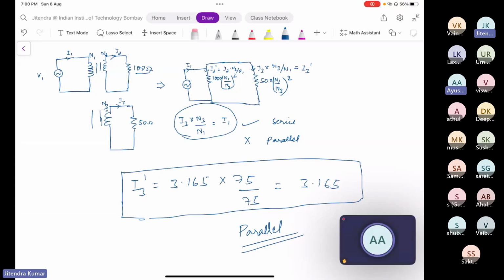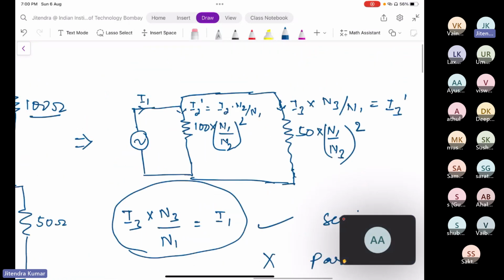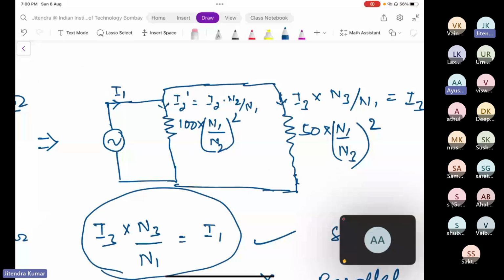Primary side, yes, sir. But for the parallel, there should be equal voltage at both nodes, sir. Yeah, so now if we want to verify the voltage, we will do that as well. Okay.